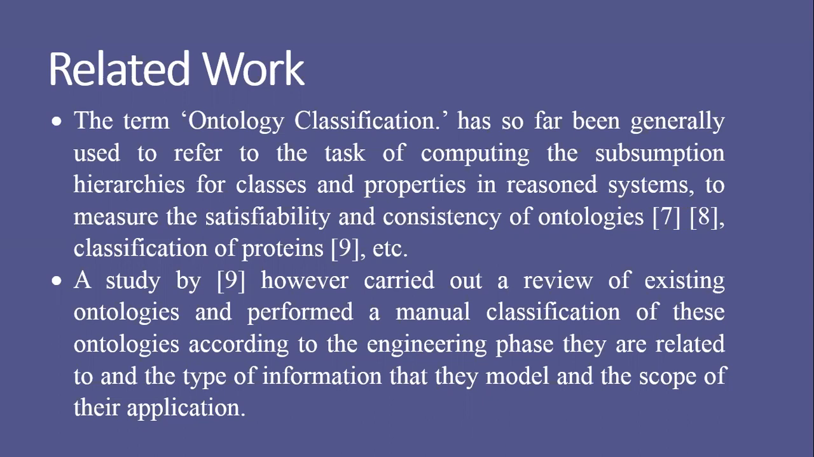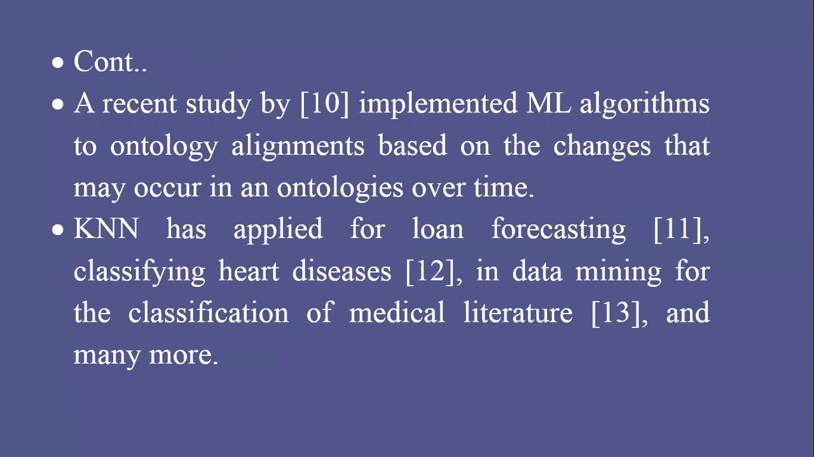A study has also been carried out where a review of existing ontologies was performed, and a manual classification of these ontologies according to the engineering phase that they are related to, the type of information that they model, and also the scope of their application. Machine learning algorithms have also been implemented in ontology alignment based on the changes that may occur in an ontology over time.